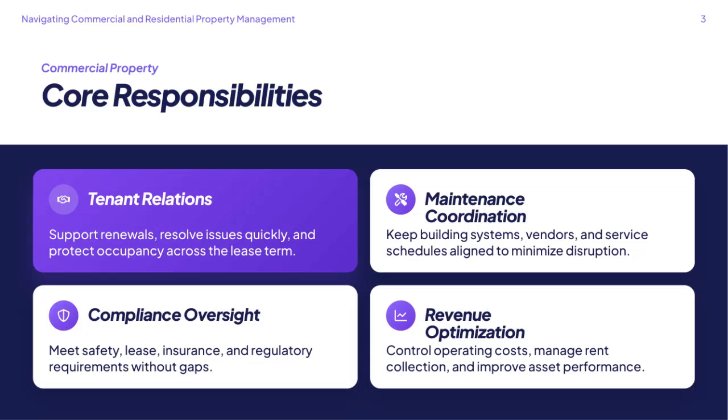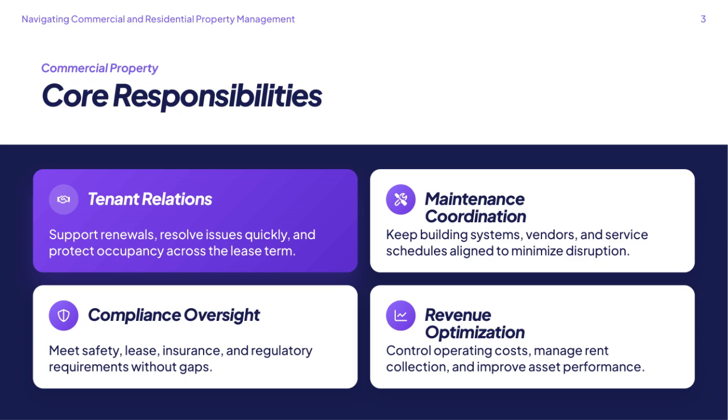When managing commercial property, there are several core responsibilities that are crucial to success. First, tenant relations are key. Supporting lease renewals, resolving any issues quickly, and ensuring occupancy remains stable throughout the lease term. This helps maintain a positive environment for tenants and keeps revenue flowing. Next is maintenance coordination. It's important to keep building systems running smoothly by aligning vendors and service schedules. This proactive approach minimizes disruptions and keeps everything operating efficiently.